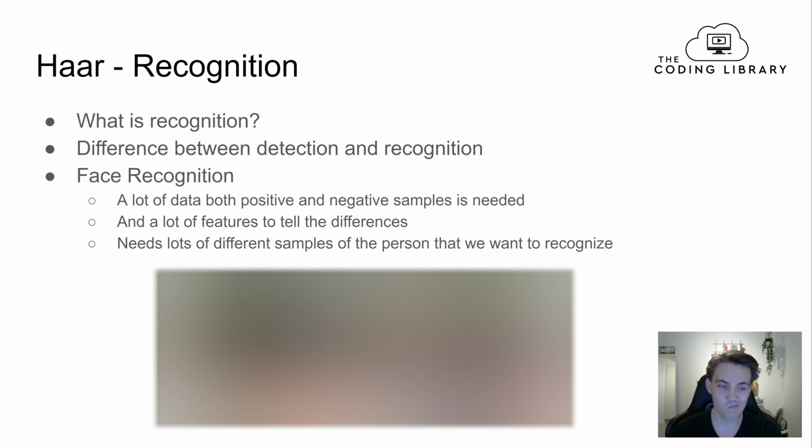When we're doing face recognition with the Haar Cascade Classifier, we need a lot of data for both the positive and negative samples, and also a lot of features to tell the differences, because we need more detail and a lot more features to do recognition than only detection. So again, we need a lot of different samples of the person that we want to recognize in our image, and even more than if we just wanted to detect a person in an image instead of recognizing.